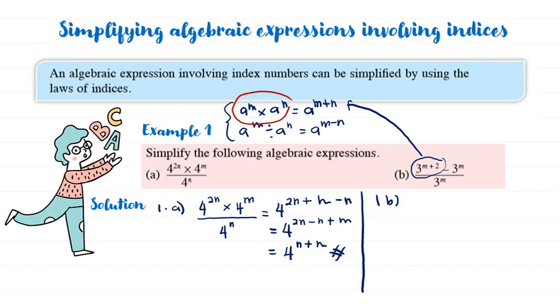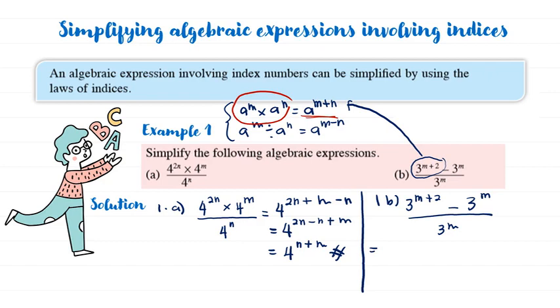Okay, so since it is given in the form of 3 to the power of m plus 2, you should make it as 3 to the power of m multiplied with 3 to the power of 2. Okay, let's write this one. So the question is 3 to the power of m plus 2 minus 3 to the power of m, divided by 3 to the power of m.